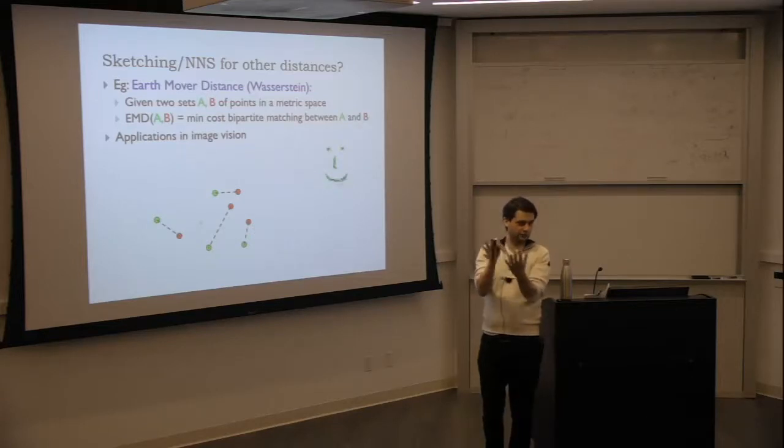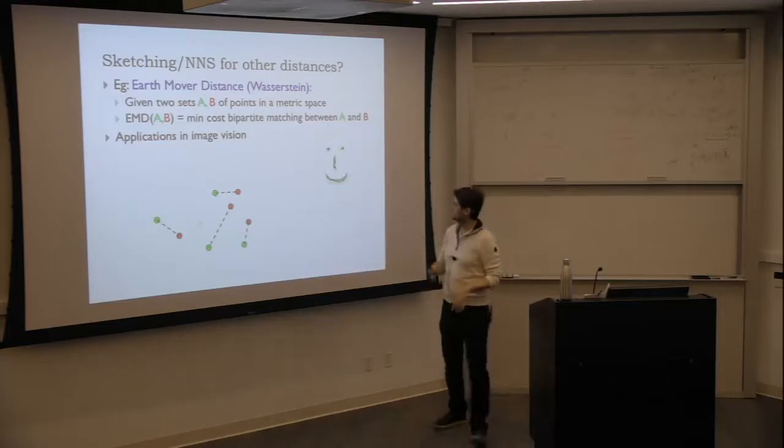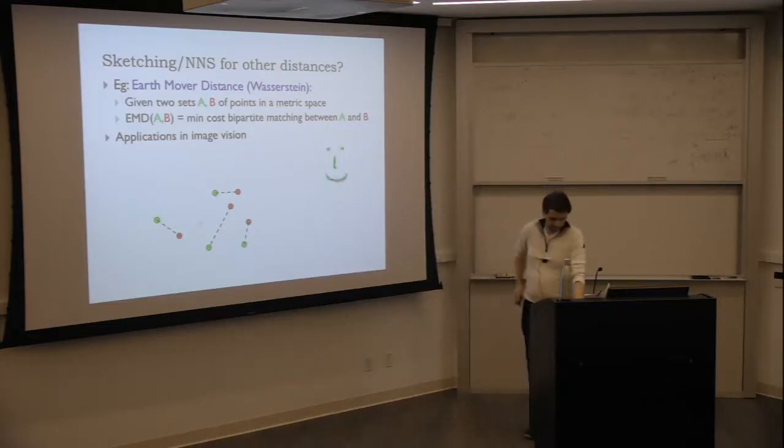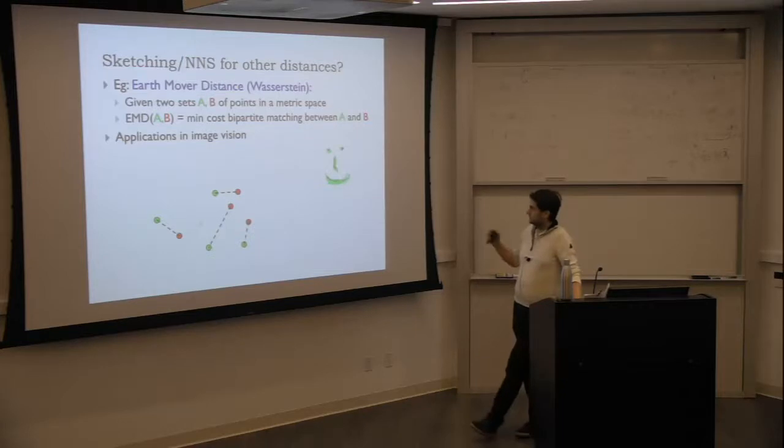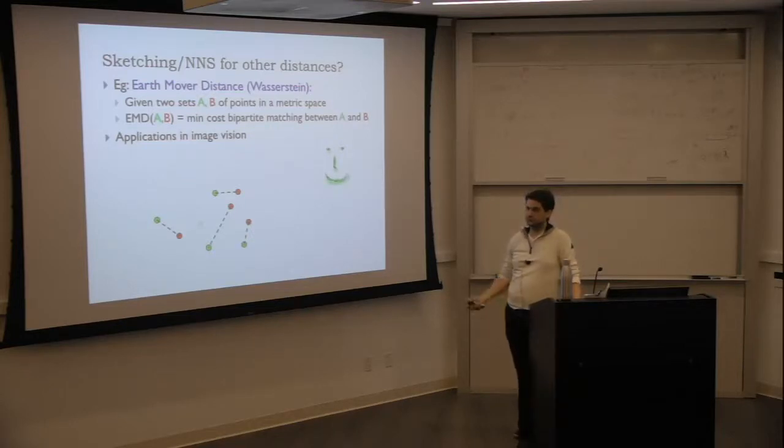And the smaller the cost of this minimum cost matching, the more similar the images are, as hopefully this animation suggests. Okay, so this is the definition. And so now we say, well, now we want to do things for this space. Maybe we want to design some sketching algorithm for this, or we want to design nearest neighbor search. How can we do that?